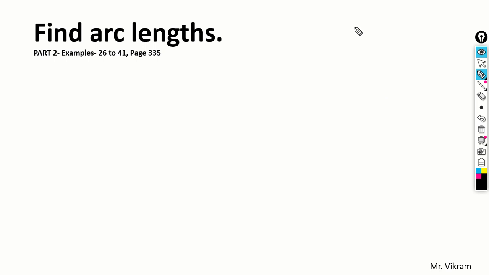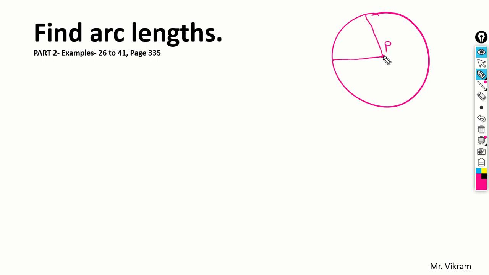In the next question you have again a circle. Let me draw the circle first. Center is P. Vector here is Q, R. Vector is S, T. This is making an angle of 130 degrees here, and this is making an angle of 112 degrees here.